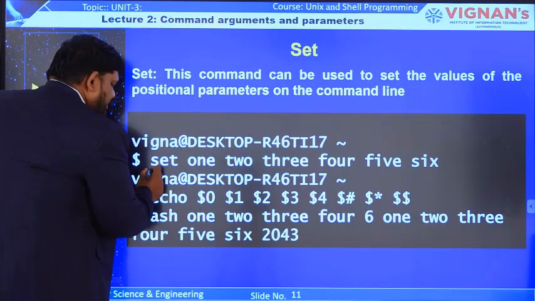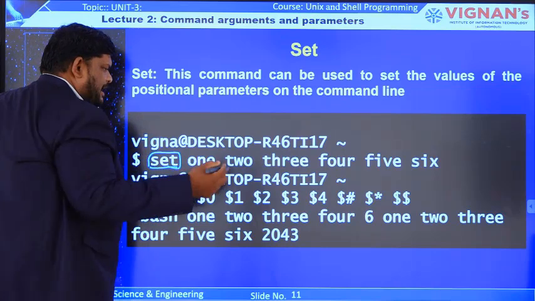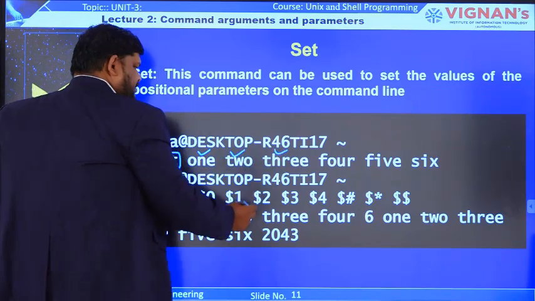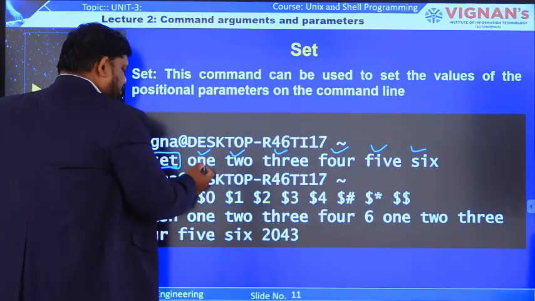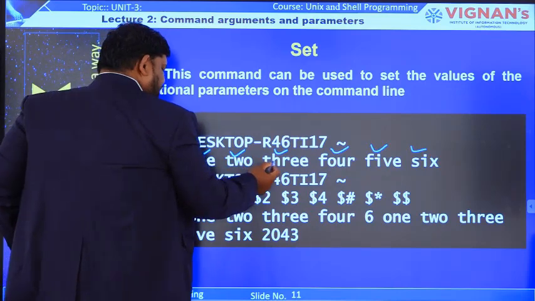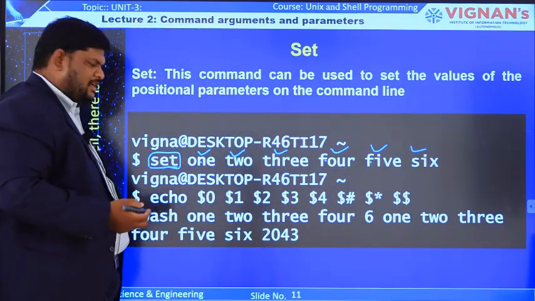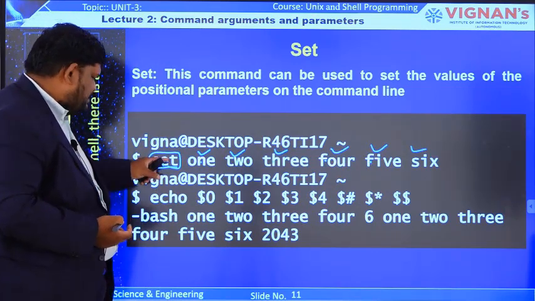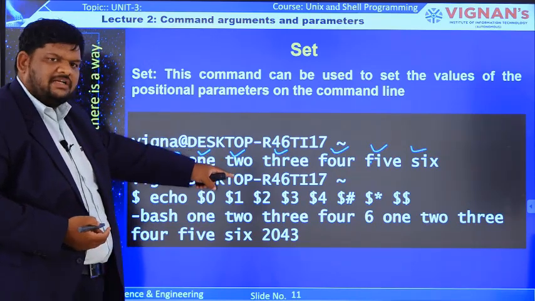Here we are writing on the command line: set, and after that I am writing the arguments 1, 2, 3, 4, 5, 6. I gave argument 1, argument 2, argument 3, argument 4, argument 5, argument 6. Six arguments I gave to this set command. So what happened after this? It sets all the values of the positional parameters on the command line.